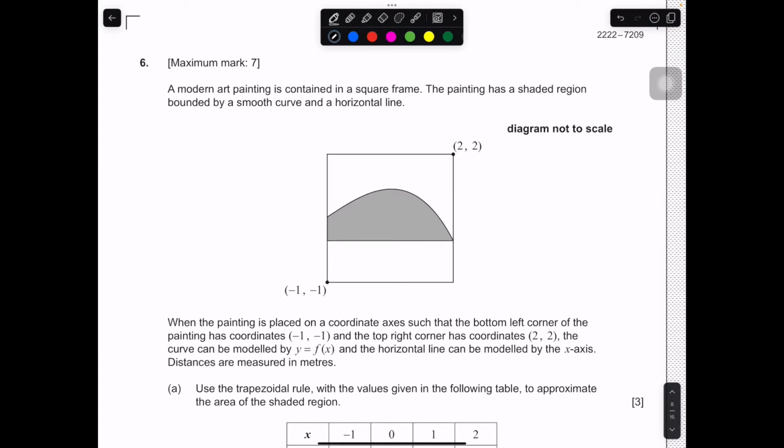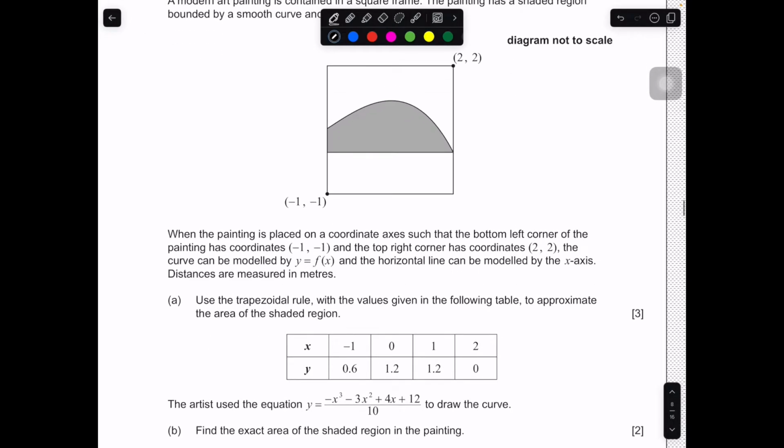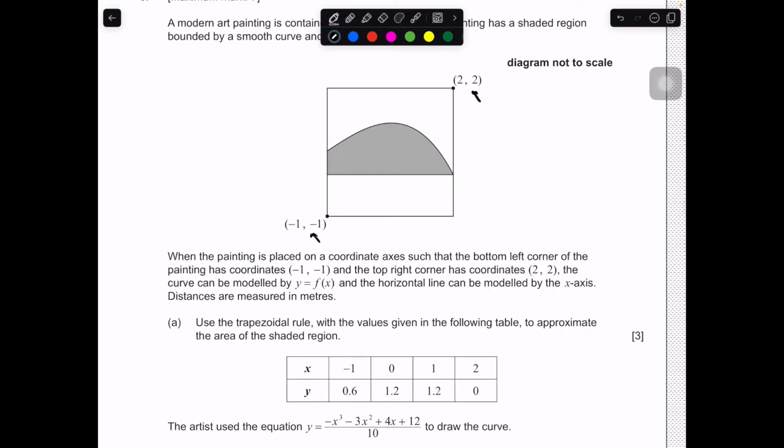Question 7. A modern art painting is contained in a square frame. The painting has a shaded region bounded by a smooth curve and a horizontal line. Here it is. Modern art painting. When the painting is placed on a coordinate axis such that the bottom left corner of the painting has coordinates (-1, -1), and the top right corner has the coordinates (2, 2), the curve can be modeled by y is equal to f of x, and the horizontal line can be modeled by the x-axis. Distances are measured in meters.